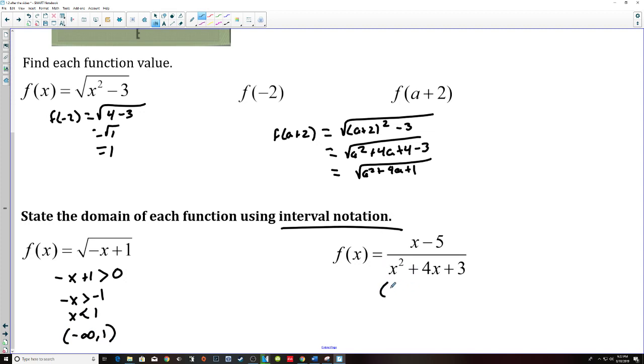Over here we have a denominator, x plus 3 times x plus 1, and so x cannot be negative 3. That would make the denominator 0, and x cannot be negative 1. So now the domain, we just have to skip over negative 3 and skip over negative 1. So negative infinity to negative 3, negative 3 to negative 1, and then negative 1 to infinity.